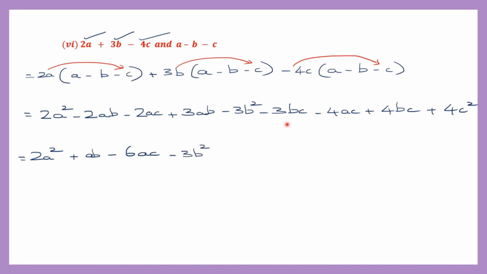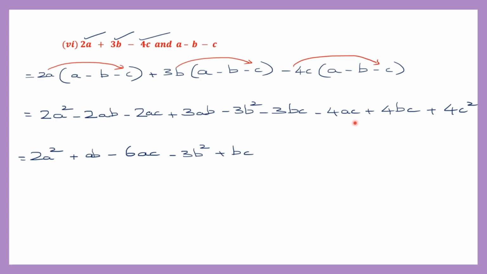Then we have the next one, that is bc. Do we have a bc anywhere? Yes, here we have a bc. So this is minus 3bc plus 4bc. So here remember signs are different. So put the sign of the bigger number and subtract. 4 minus 3 is 1, 1bc. Or it is simply plus bc. So let's write that plus bc.